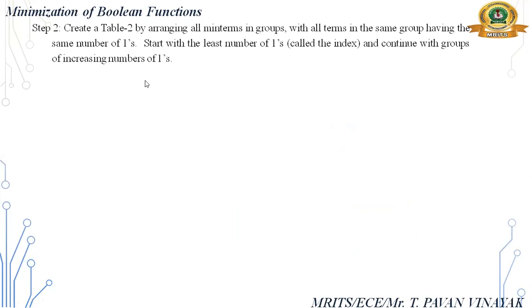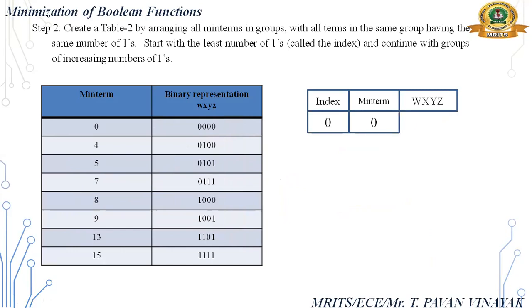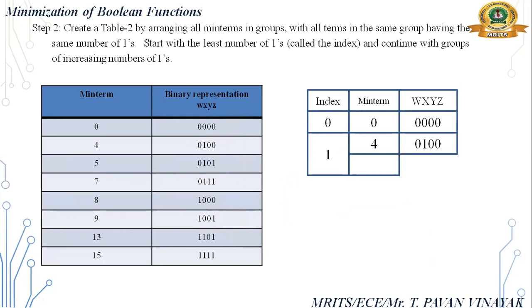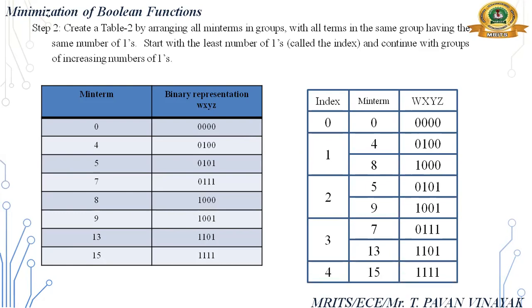I am creating another table. Let us see. Index, minterm, wxyz. Index 0: we have only 0, right? So I am writing 0. Index 1: we have 4 and 8, right? Next, index 2 we have 5 and 9. Next, index 3 means 7 and 13. Next, index 4 is 15. Okay, I prepared it now.